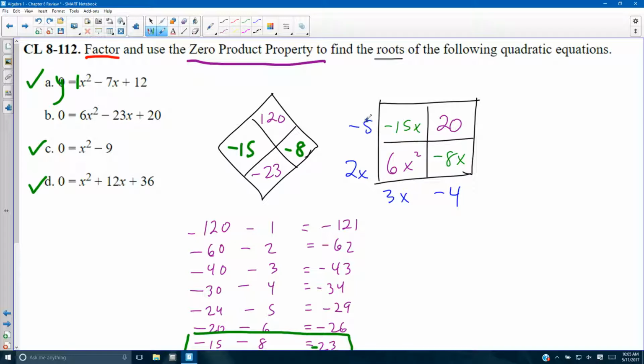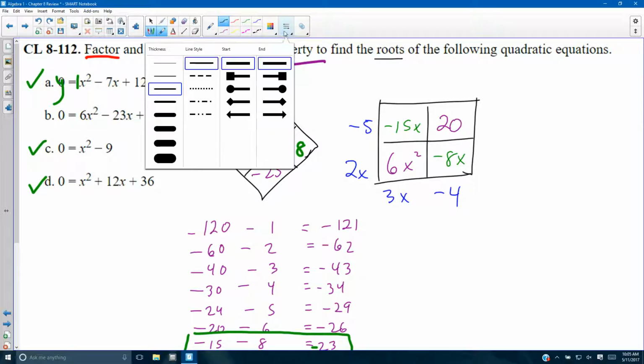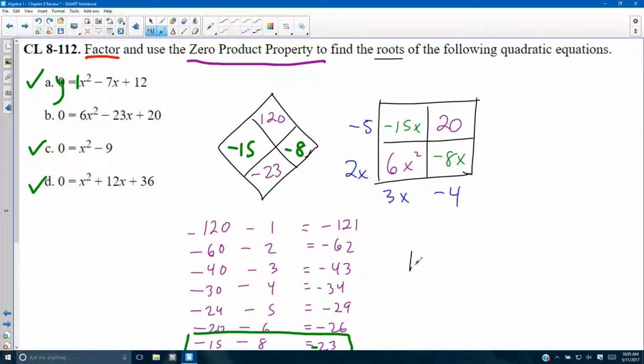And by the way, the last check, which I didn't do last time: negative 5 times negative 4 is the positive 20. So that seems to work as well. So this all factors down to this right here. So the factored form of part B is 3x minus 4, your base, times 2x minus 5, your height.